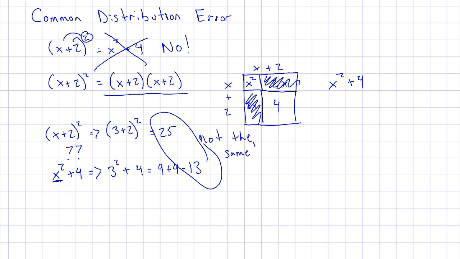So that's two ways of looking at this. One of them we can represent graphically as a square and see that we're actually missing area when we do that. And the other way is to just plug in some numbers and to see clearly that when I plug in 3 for x, I do not get the same result.